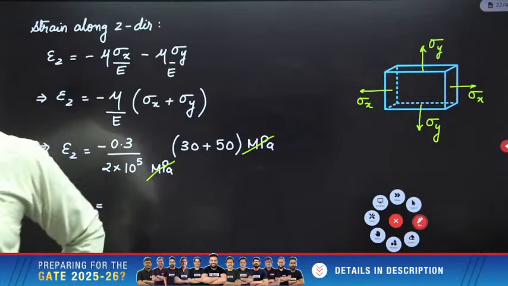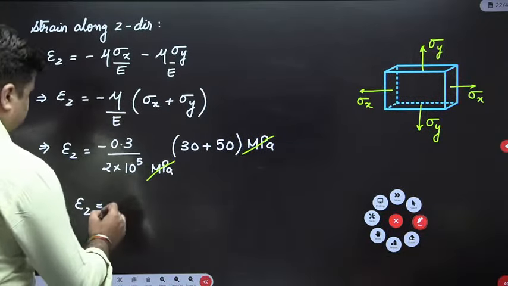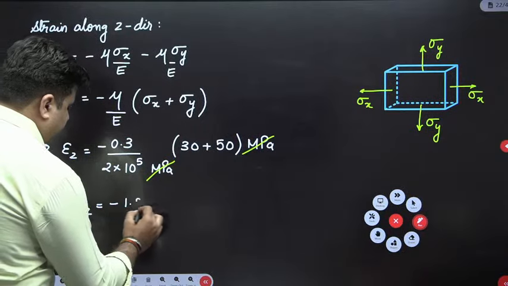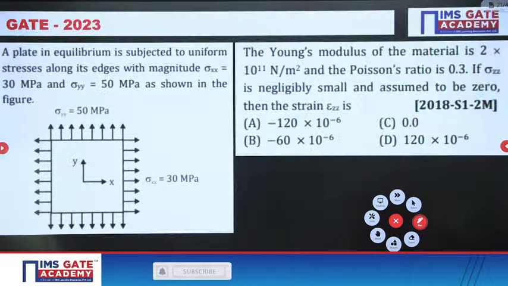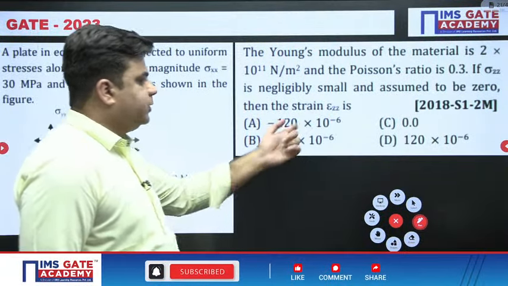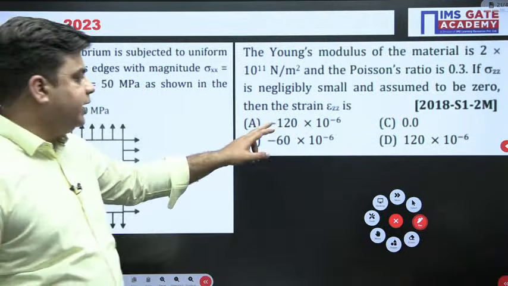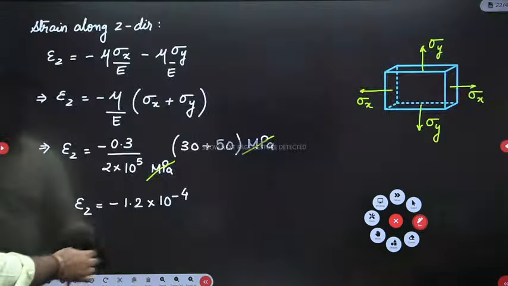This is minus 1.2 into 10 raised to power minus 4. So minus 1.2 into 10 raised to power minus 4. Yeah, so option A will be the correct option. Minus 120 into 10 raised to power minus 6 will be the correct option. Okay, let's move ahead with this.